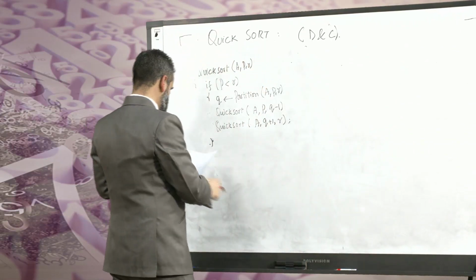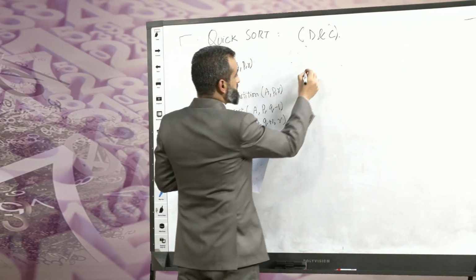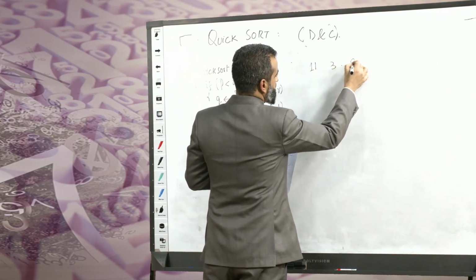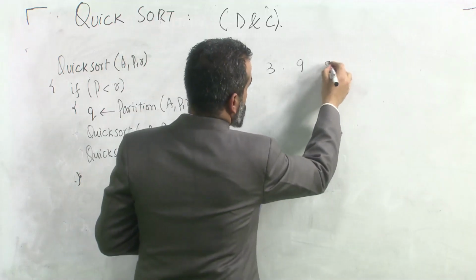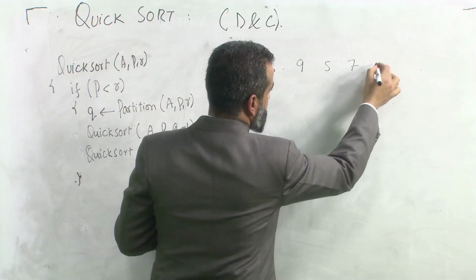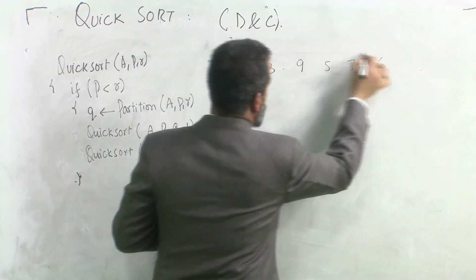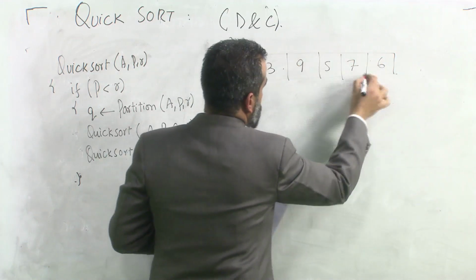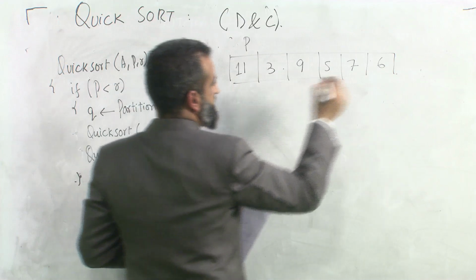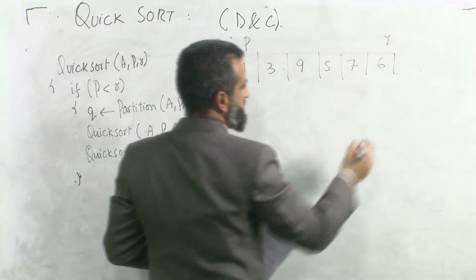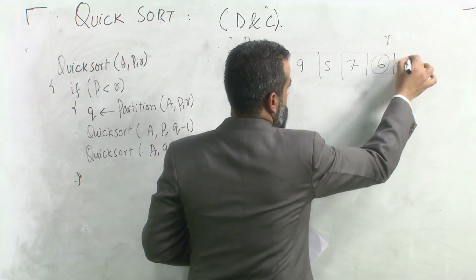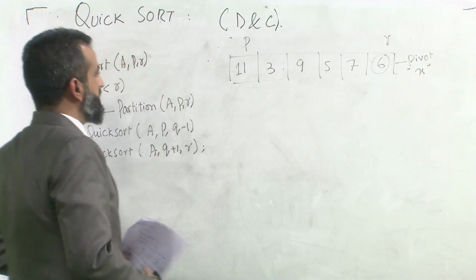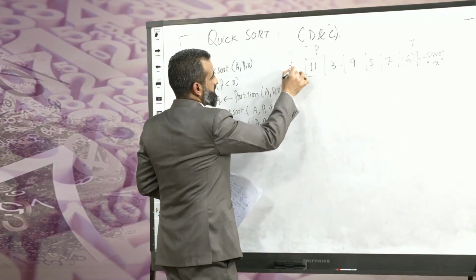So let's suppose I have an array. The given set of elements contains 11, 3, 9, 5, 7, and 6. So this is the given array over here. As I said earlier, P is pointing towards the first element, R is pointing towards the last element. So this is my pivot element. Let's represent it by an X, and this is the array A.